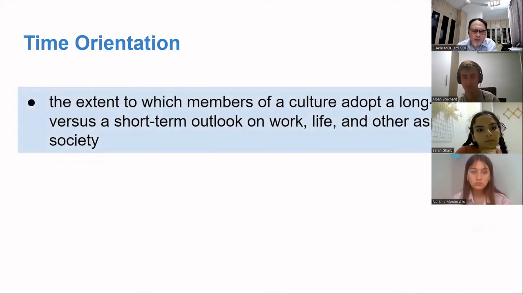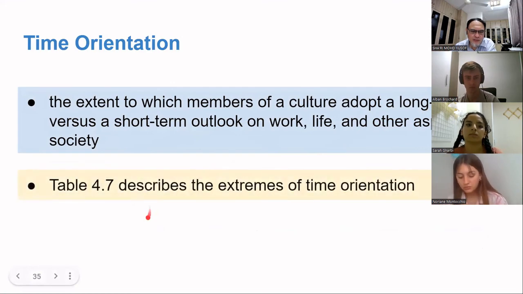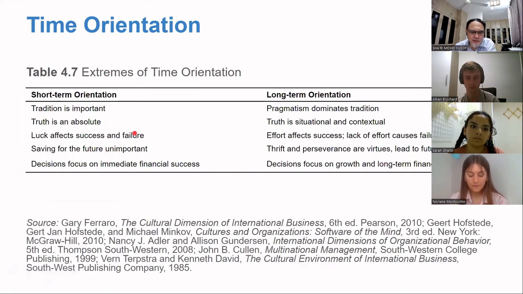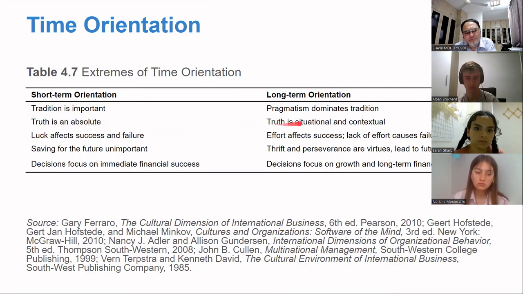Okay, so anyway, another one is time orientation. How do you adopt a long-term versus short-term outlook on life, work, and other aspects? Okay, so short-term thinkers or long-term thinkers. Short-term orientation: tradition is important, truth is a situational concept, luck affects success and failure. Long-term: effort affects success. Okay, are you a long-term or a short-term oriented person? You can answer that for yourself, right?